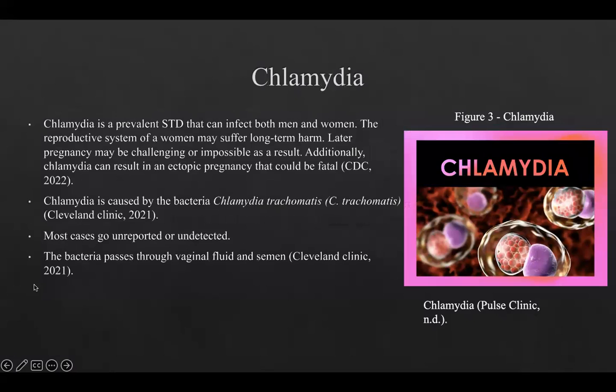Chlamydia is a prevalent STD that can affect both men and women. The reproductive system of a woman may suffer long-term harm. Later pregnancy may be challenging or impossible as a result. Additionally, chlamydia can result in an ectopic pregnancy that could be fatal. Chlamydia is the most commonly documented bacterial infectious disease in the United States, and is most common in people under the age of 24.